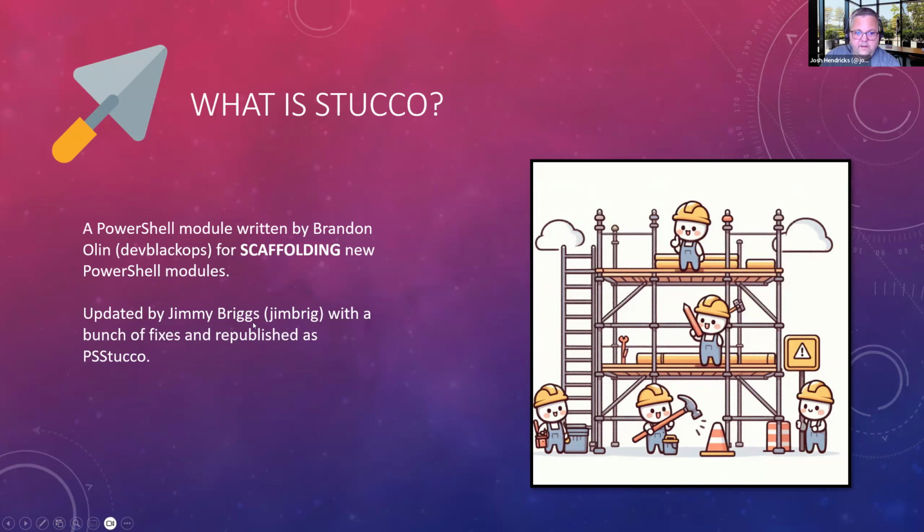And we're going to use a version of Stucco that was updated and republished by Jimmy Briggs called PS Stucco. So Brandon Olin is a busy guy. He has not updated the module in a couple years, and it's really, really good. But there's just a few little issues here and there, and a guy, Jimmy Briggs, republished a version of this with a number of little fixes. So we're going to use that version today.